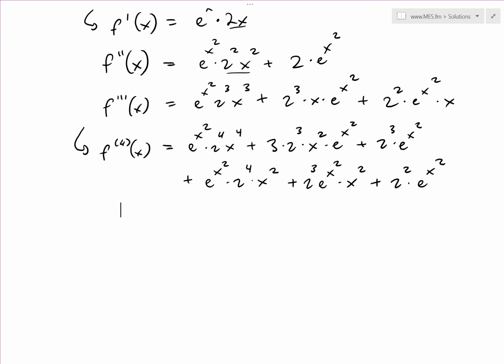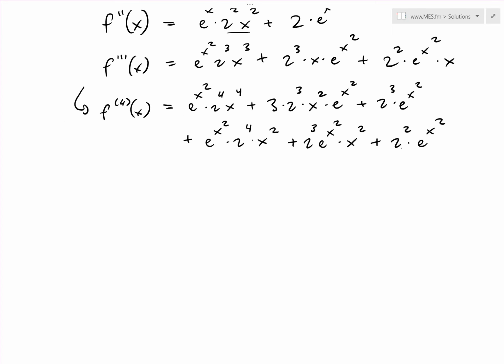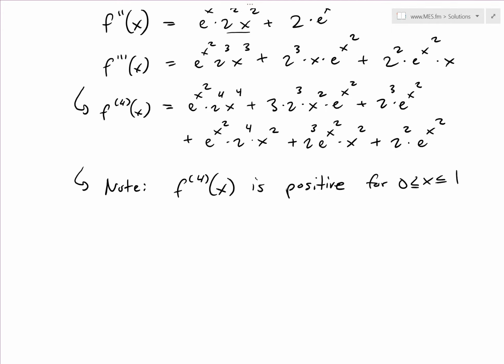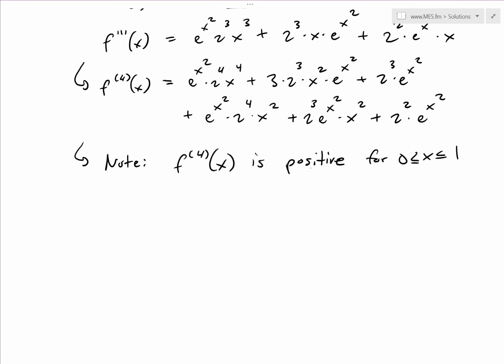Yes, so now instead of trying to simplify all this, all we have to do is find a K value that's greater than or equal to this fourth derivative. So we note that this is always positive. Note that f⁽⁴⁾(x) is positive, because when you put a positive number in here, there's nothing that's going to make it negative right here. It is positive for x between 0 and 1. So what that means is it's positive and it's also increasing.